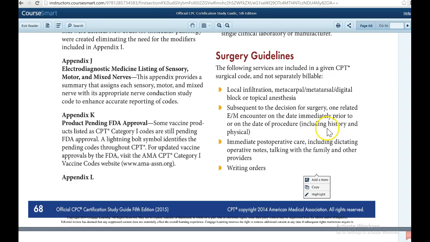And then, of course, you have your surgery guidelines. This is where you will find the guidelines: the local infiltration, metacarpal, digital blocks, and anesthesia, subsequent decision for surgery related to E&Ms, immediate postoperative care, indicating operative notes, and writing orders.